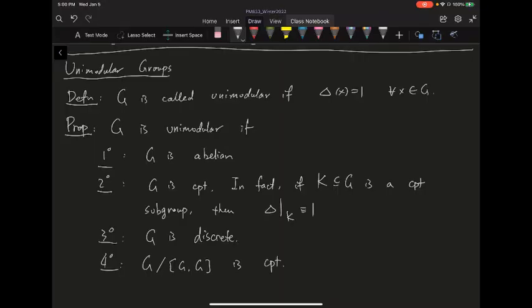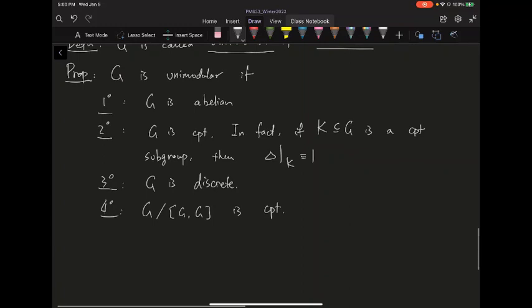Now I just want to briefly introduce this notion called a unimodular group. By definition, a unimodular group is essentially just when the modular function we introduced last time is constant 1. So a group is called unimodular if the modular function is always 1. And just some quick propositions: if G is any one of these 4 categories, then it's unimodular. There can be more, but let's just do these 4.